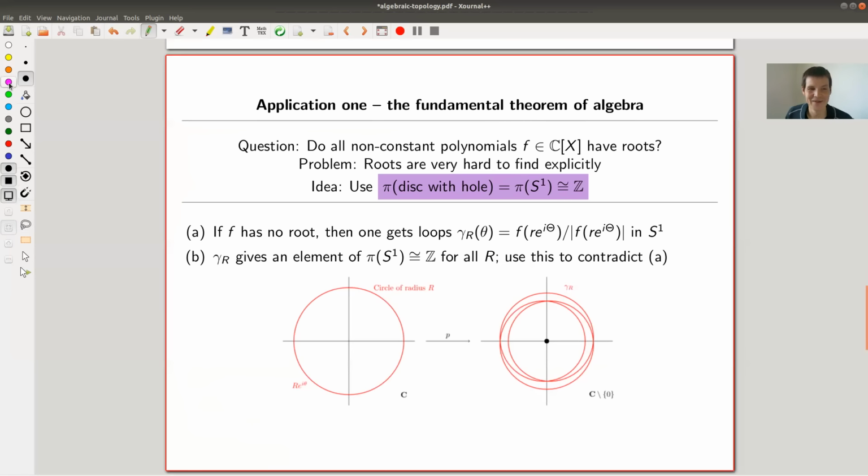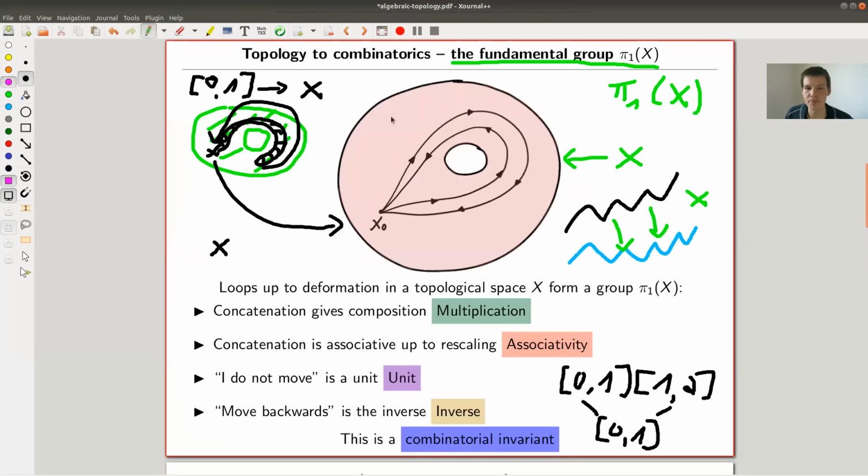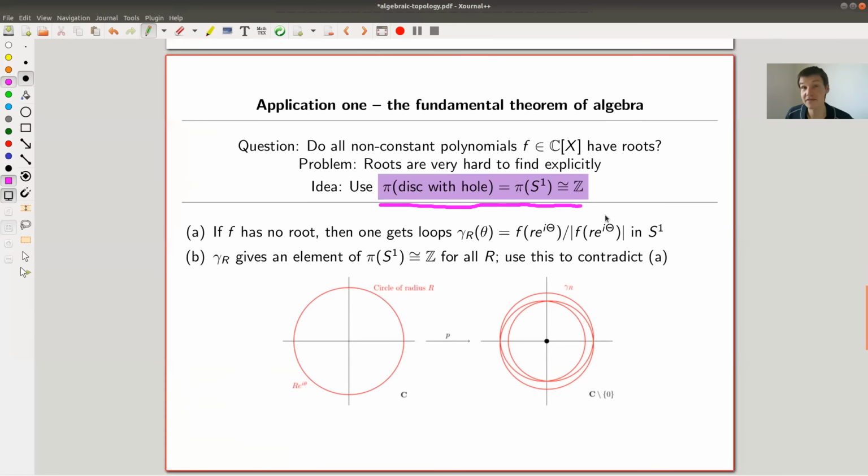Anyway, the only thing you need to know is that the group associated to the disk with a hole is the easiest infinite group you can imagine. It's the integers with addition. And then you can play some tricks.